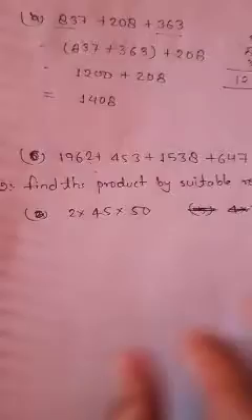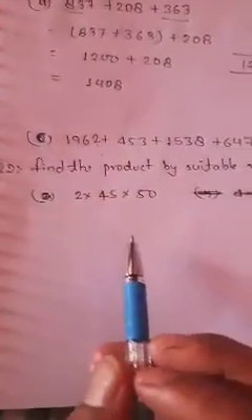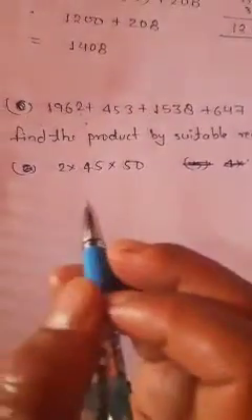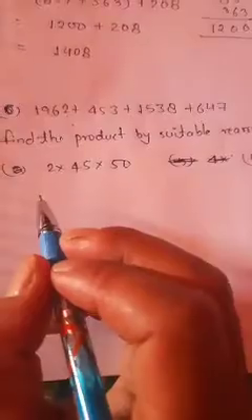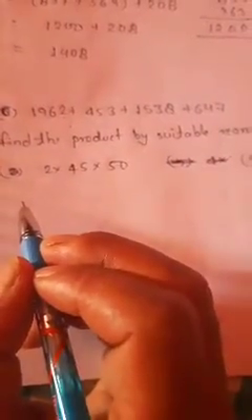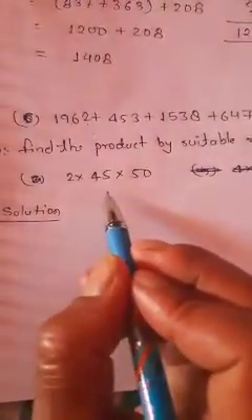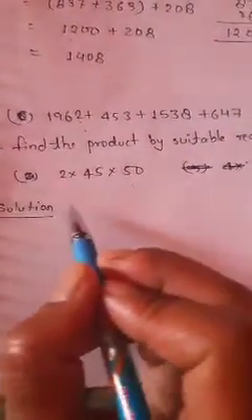Similarly, students, now question number 2: find the product by suitable rearrangement. In multiplication also you have to arrange the numbers. The two numbers that give you the maximum number of zeros at the end are the ones you multiply first. So let us solve this question: 2 multiplied by 45 multiplied by 50.